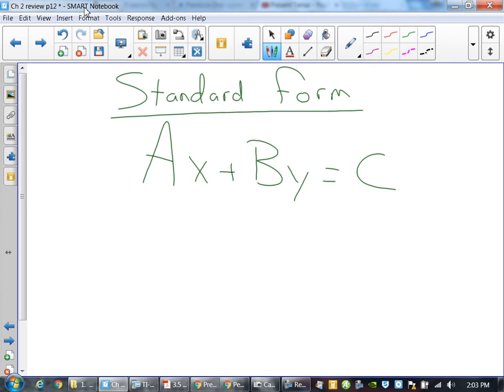A is always positive. A and B aren't both 0, because then it would just be 0 equals 0 and you wouldn't have an equation. The GCFs are all taken out and all that. There are just little things that occur.